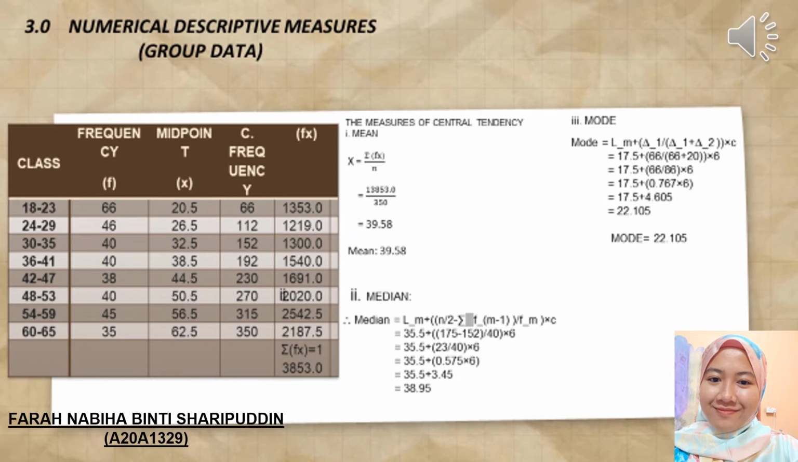My matric number is A20A1330. So this is the numerical descriptive measure. Look at the table. Firstly, the measures of central tendency, which is mean. From this formula, we got 39.5x. Secondly is median, we got 38.95. And the last one is mode. From this formula, we got 22.105.